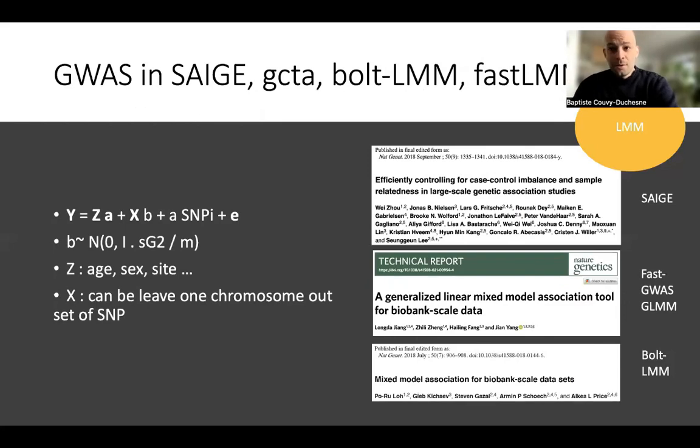All right, so you can also do GWASs in other software. So SAIGE, for example, GCTA, BOLT-LMM, FastLMM. Those software have in common that they perform a linear mixed model GWAS. How does that work? So we still have a covariate Z, age, sex, and site, et cetera, et cetera. But this time we estimate the A, which is the association with each SNP, while controlling for all other SNPs fitted in the model.